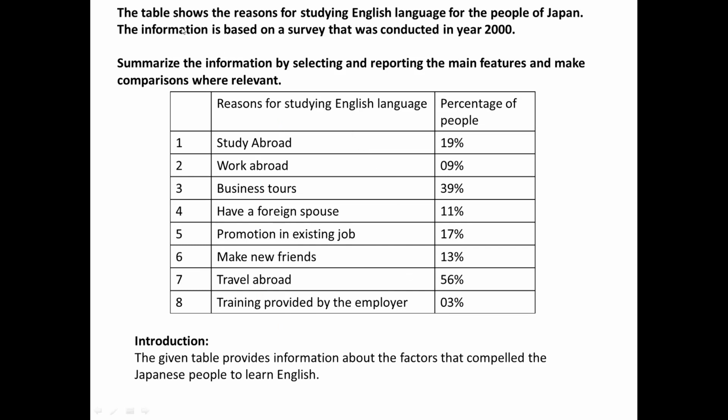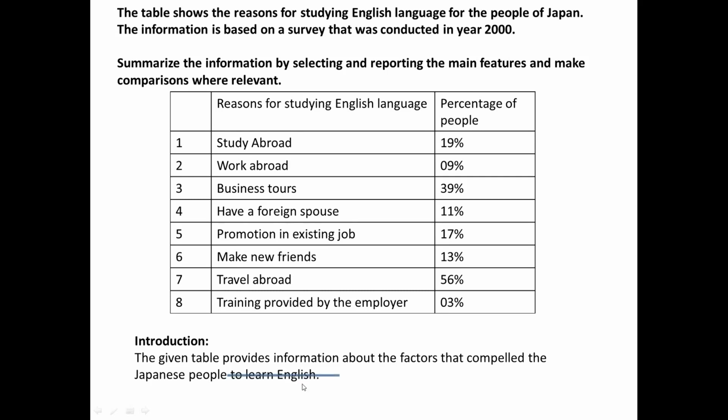Here in introduction, we have to just paraphrase the information provided by IELTS. So let's read the information first. The table shows the reasons for studying English language for the people of Japan. The information is based on a survey that was conducted in year 2000. Here I have just paraphrased it. The given table provides information about the factors that compel the Japanese people to learn English. So it is very easy, we have to just use some synonyms and set the sentence accordingly.